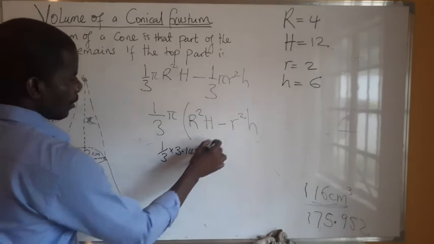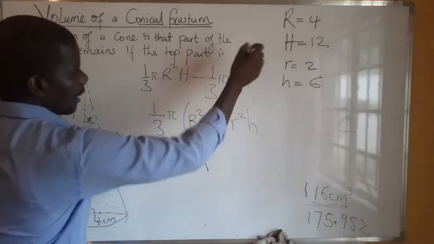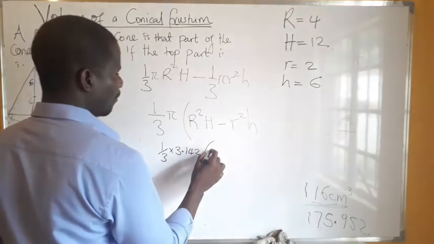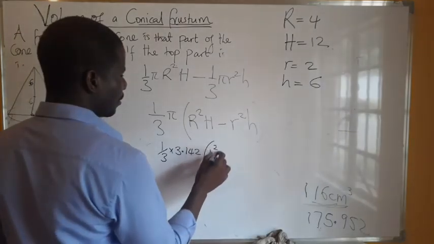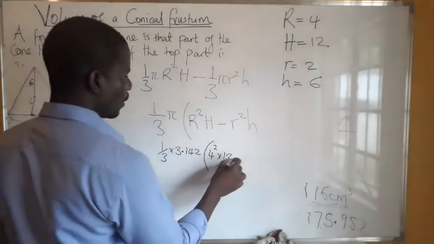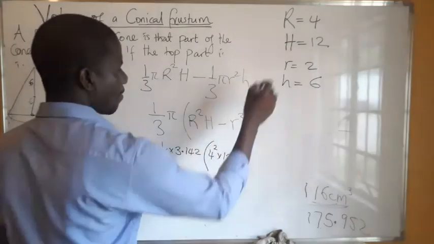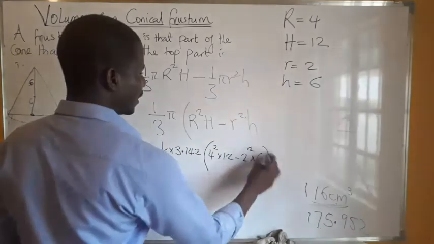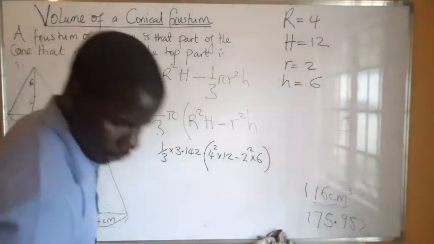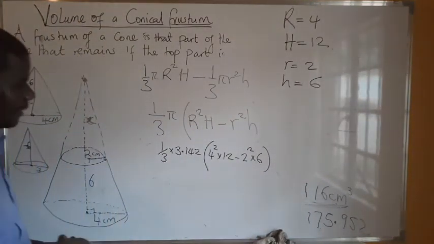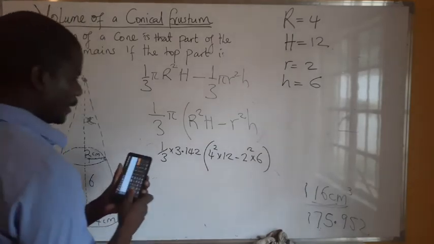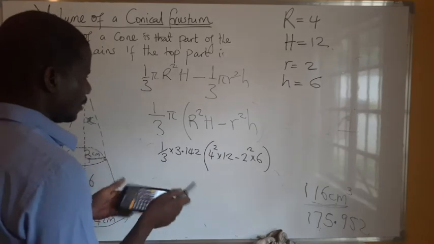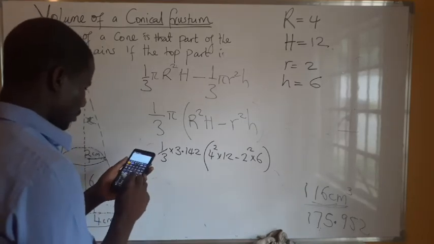3.12, open brackets. What do we have here? This is 4 multiplied by 12 minus 2 squared multiplied by 6. Okay? So let's try to work what is in the brackets first. We work what is in the brackets. Or you can do this at once.